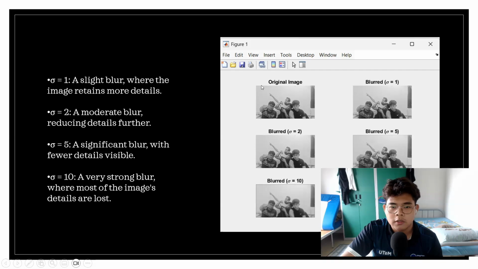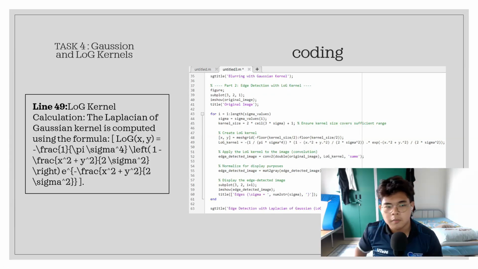So this is the original image, as you can see. For the first standard deviation, it provides a slight blur where the image retains more of the details. For the second one, it's a moderate blur, and the fifth one is a significant blur with fewer details visible. And for the 10th standard deviation, it has a very strong blur where most of the image's details are lost. Now we move on to the next part, which is the Gaussian and LOG kernels.